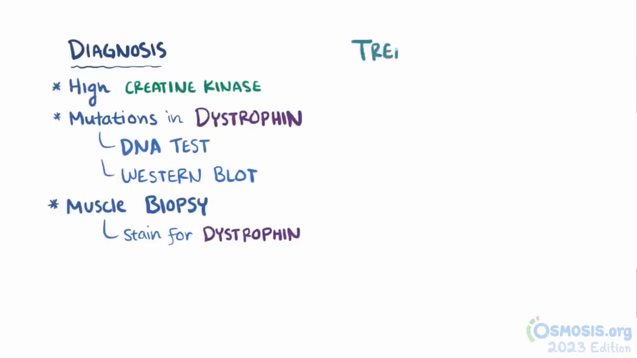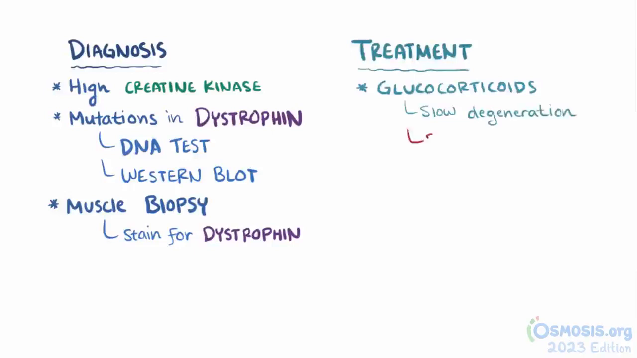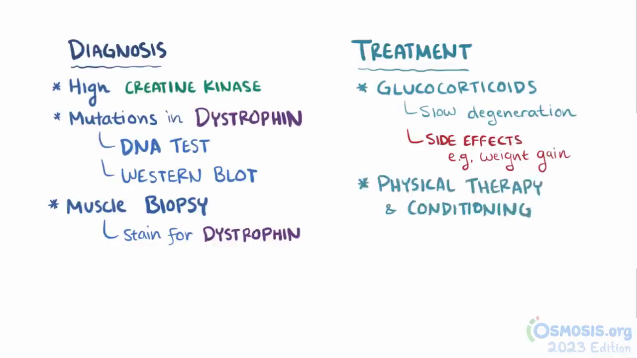Unfortunately, there are no great treatments for Duchenne or Becker muscular dystrophy. Glucocorticoids can sometimes slow degeneration, but can also result in side effects like excessive weight gain. Other treatments like physical therapy and conditioning can improve quality of life, but they don't reverse the underlying process.